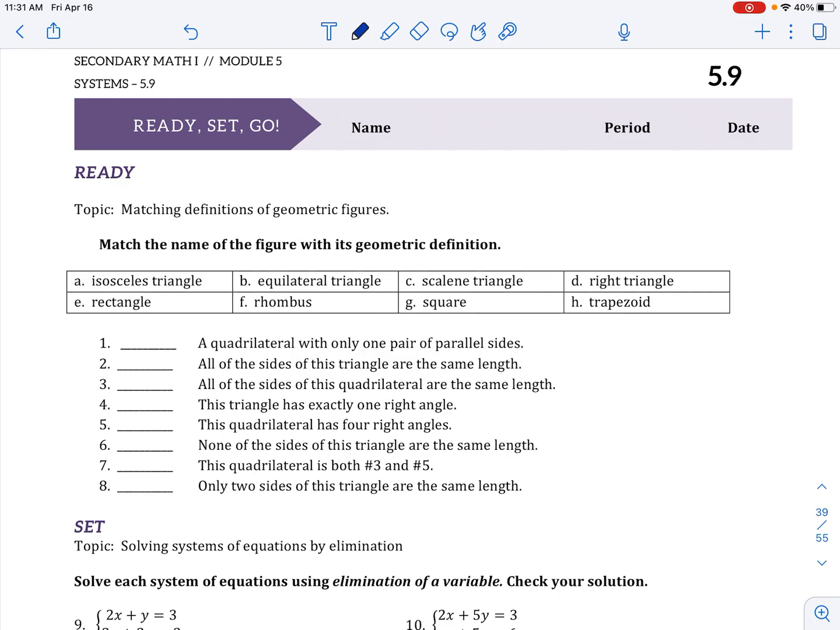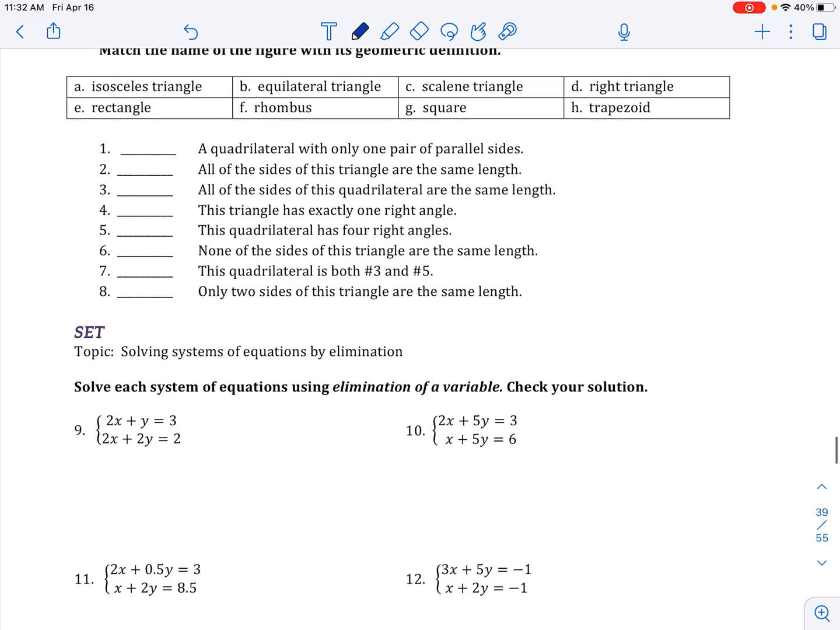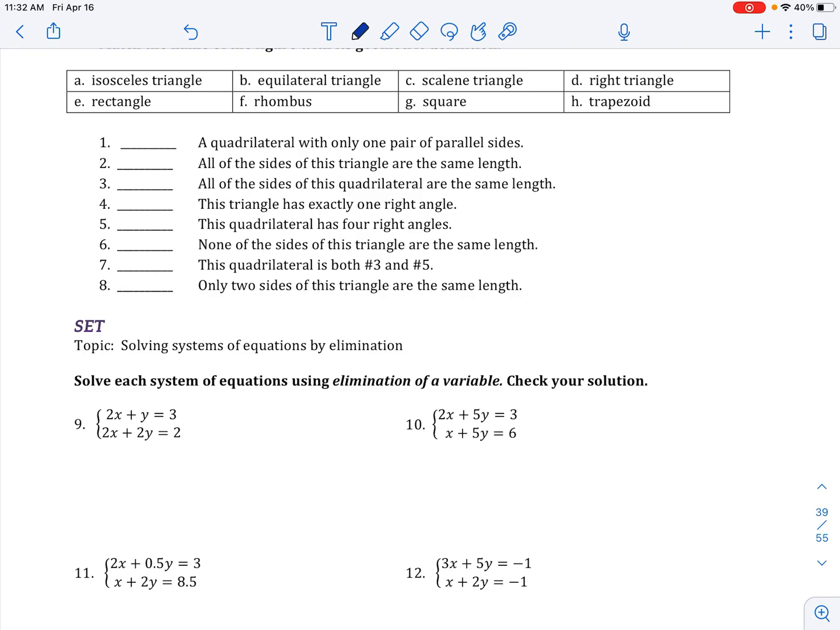So here is my biggest hint to you if you do not remember this. I would really recommend using Google and looking up the words isosceles triangle and what matches with that, rectangle and what matches with that, equilateral triangle and what matches, rhombus, scalene triangle, square, right triangle, trapezoid. And you try to do your best on answering 1 through 8 with the matching.